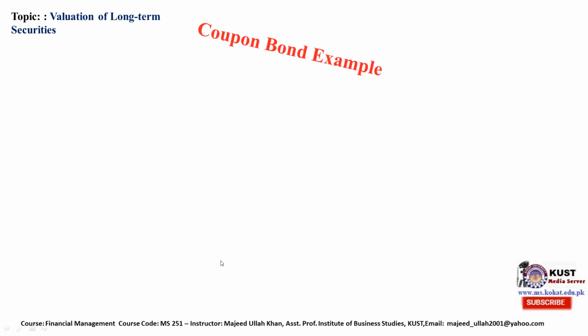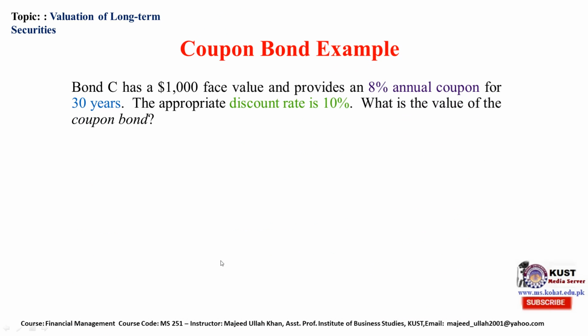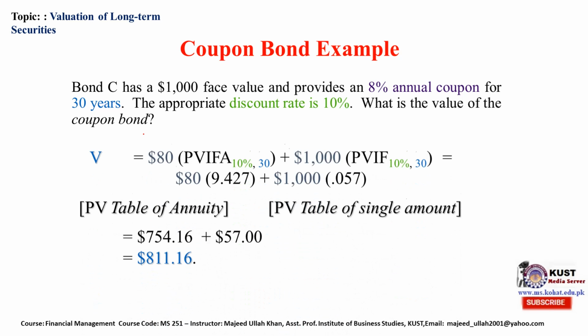Now, examples. Bond C has a 1000 face value and provides you an 8% annual coupon for 30 years. So this is a 30-year bond. The bond will mature in 30 years. The appropriate discount rate is 10%. What is the value of the coupon bond?